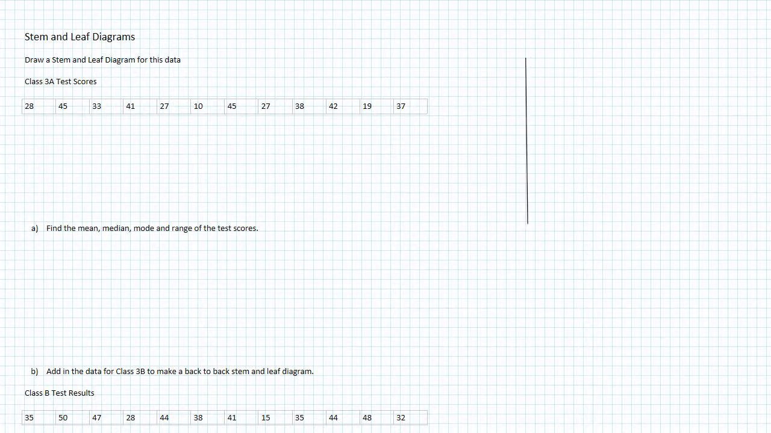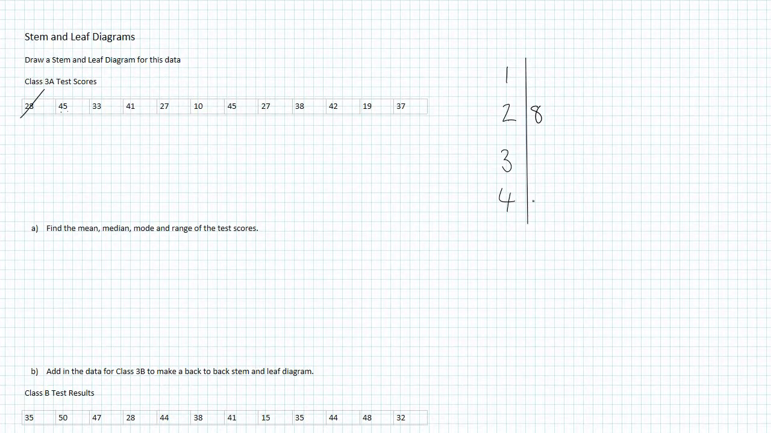Okay, and then I'm going to think, what's my stem? How I'm going to tidy these up is I'm going to use the tens and the units. So I've got numbers in the 20s, the 40s, the 30s and the 10s, and I'm just going to use them as my stems. So 1, 2, 3 and 4. And how I'd write 28, the first one, is I just put the 2 there. It's like the 20s, I've got the 20 there and then that's my 8 units.